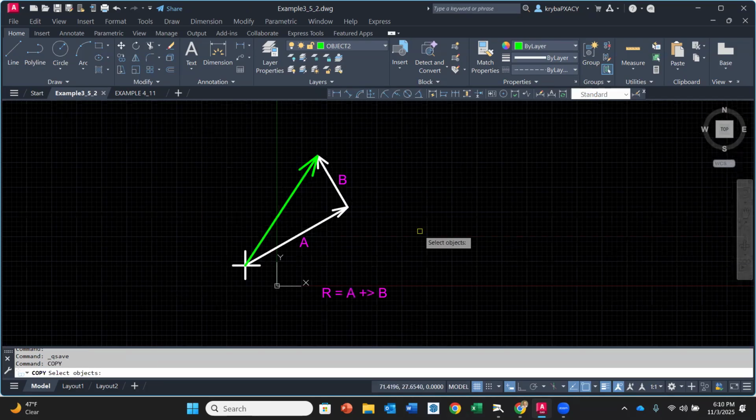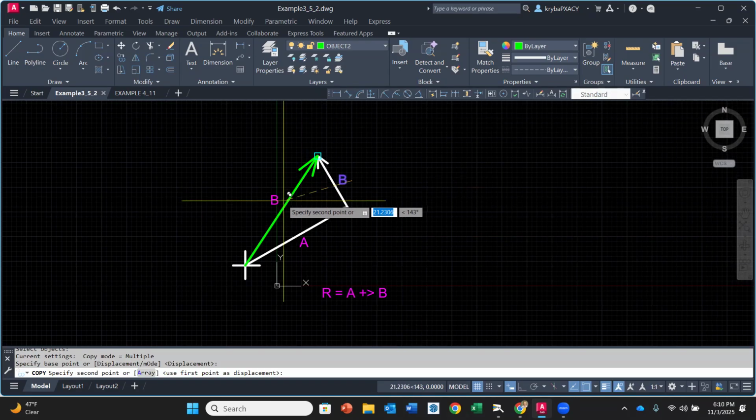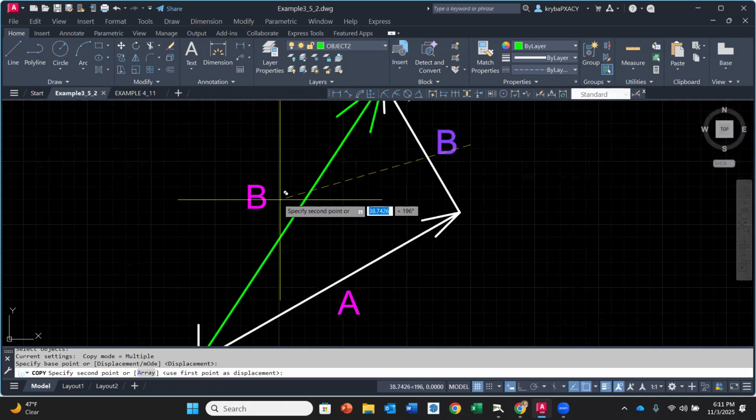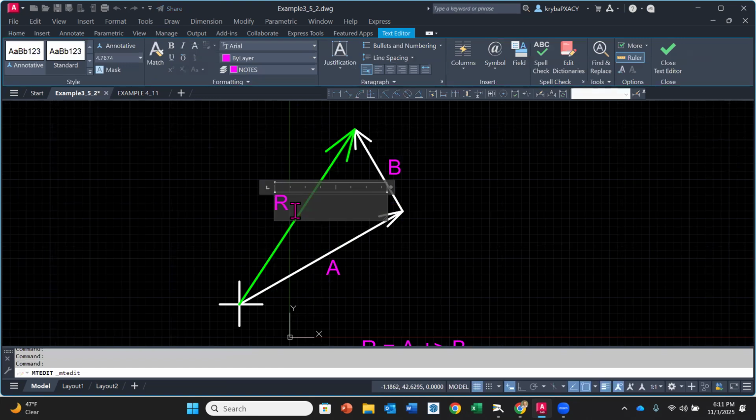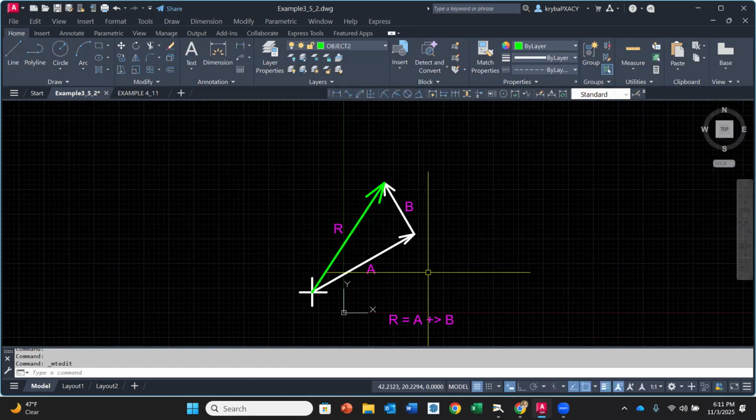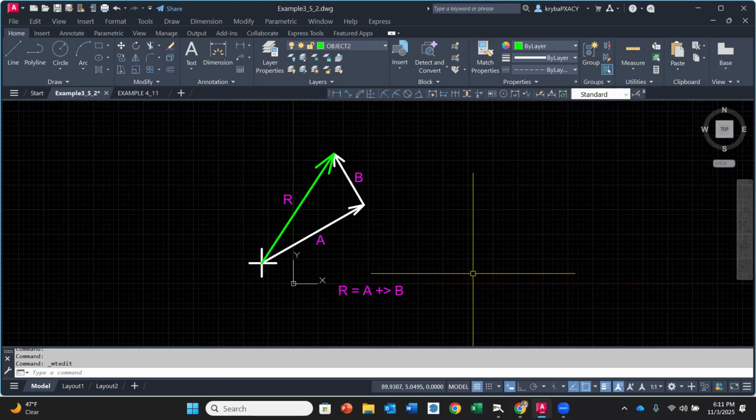Now I'm going to copy one of the letters, either B or A, and move it right there. And I'm going to rename this capital R for resultant. Okay. So notice no dimensions on A or B. They're fully defined from the problem, so I drew them to their size. I just have to label each one appropriately, A and B.